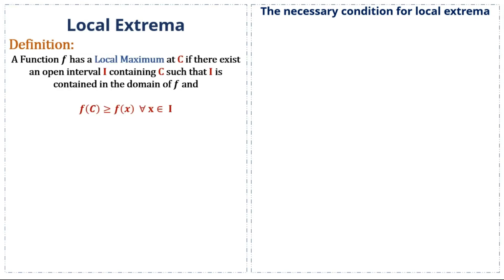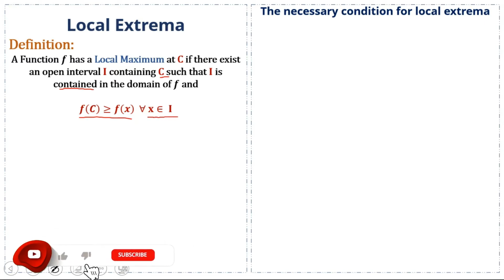Local extrema definition: a function f has a local maximum at C if there exists an open interval I containing C such that I is contained in the domain of f and f of C is greater than or equal to f of x for all x belonging to I. This means the value of the function at C should be greater than or equal to the value of the function at x for all values of x belonging to I.